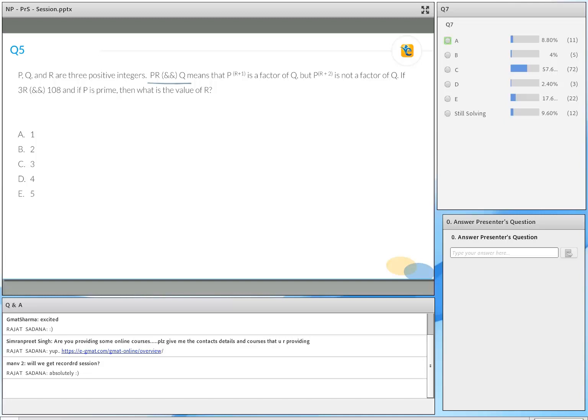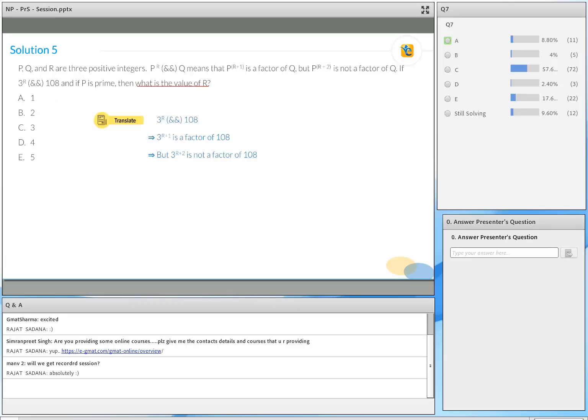P double ampersand Q means that P to the power R plus 1 is a factor of Q, but P to the power R plus 2 is not a factor of Q. This is the definition of this operation here. The first thing that you have to do is apply this definition on this term over here, 3R double ampersand 108.